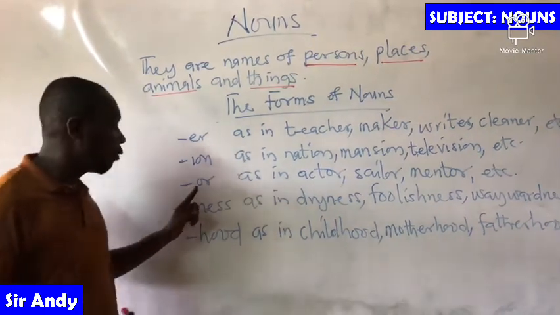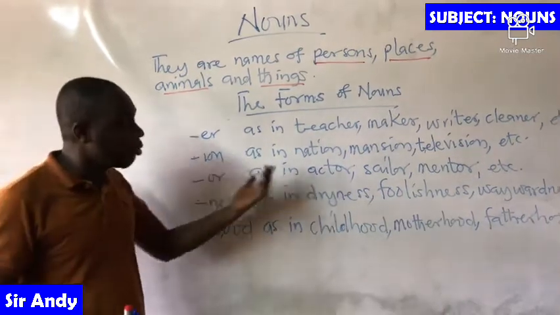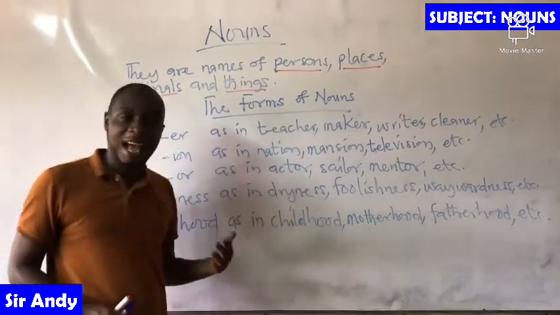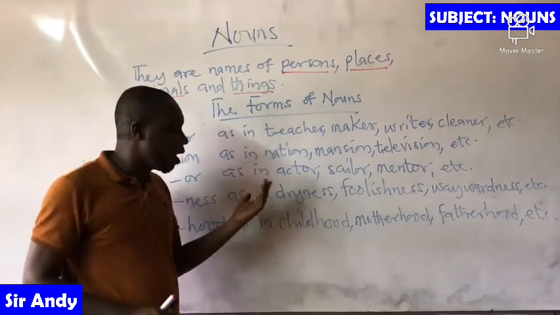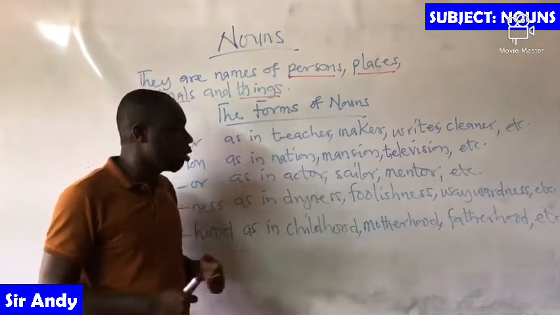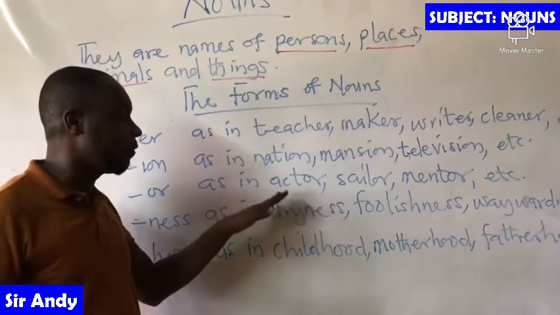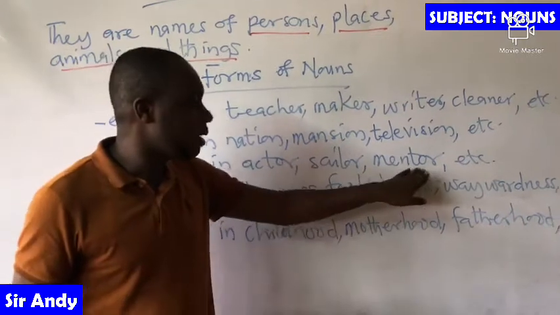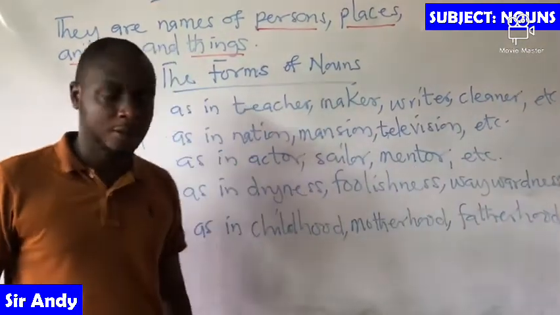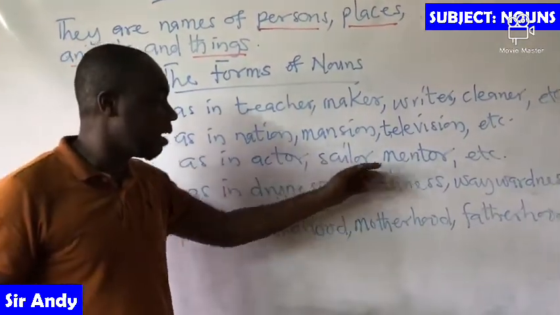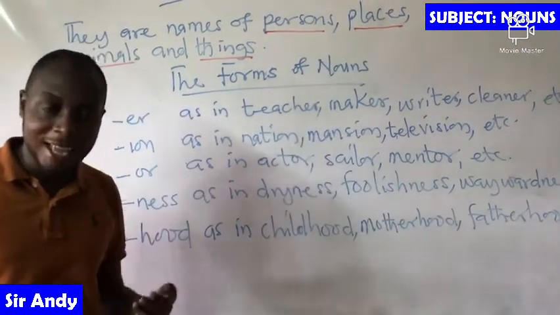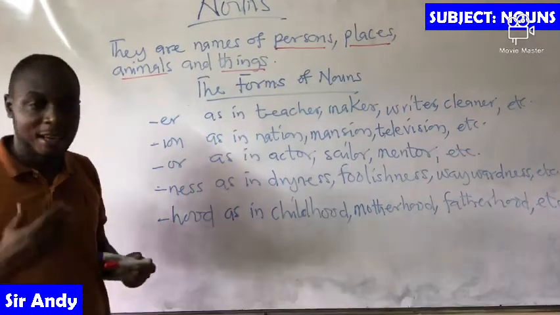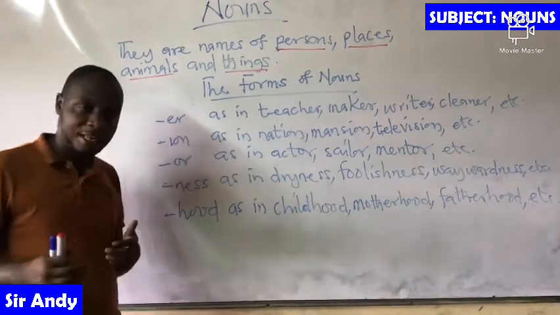And then when you have OR, words ending with OR could also be regarded as nouns, as we have actor, sailor, mentor, and so on and so forth. Actor, sailor, mentor. So words ending with OR are also regarded as nouns.